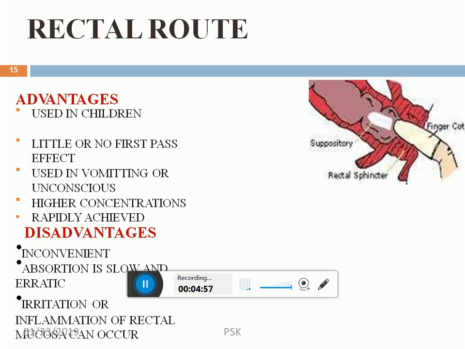The disadvantages: it is inconvenient, sometimes drug absorption is slow, and it can irritate. Irritation or inflammation of the rectal mucosa can occur. These are the advantages and disadvantages when drug molecules are used via the rectal route.